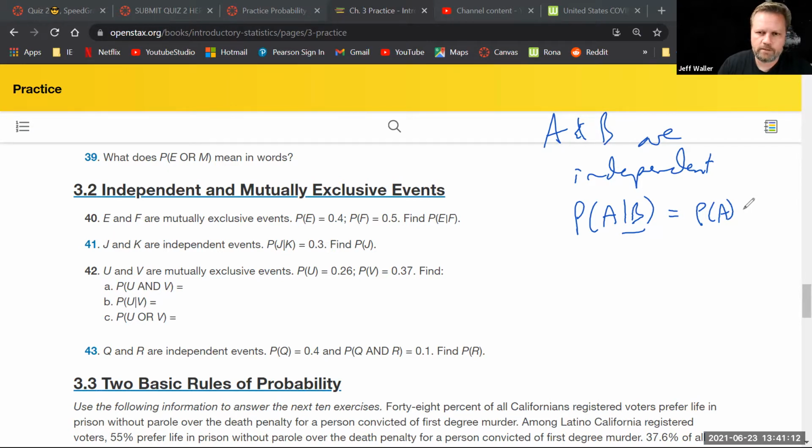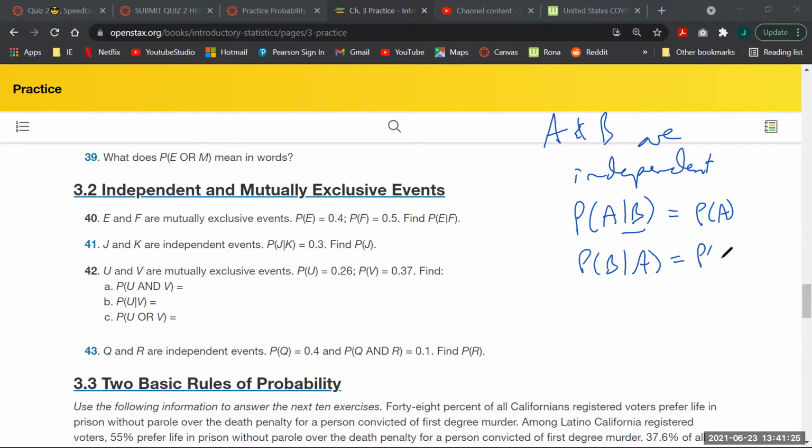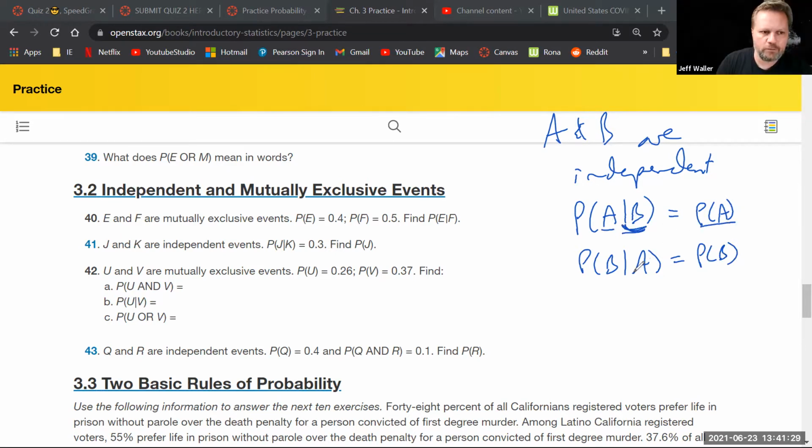All right. So if they tell me in a problem that two things are independent, I can immediately write this down. I can also write this down. What does this have to be? Probability of B. Yeah. So one happening will not affect the other.